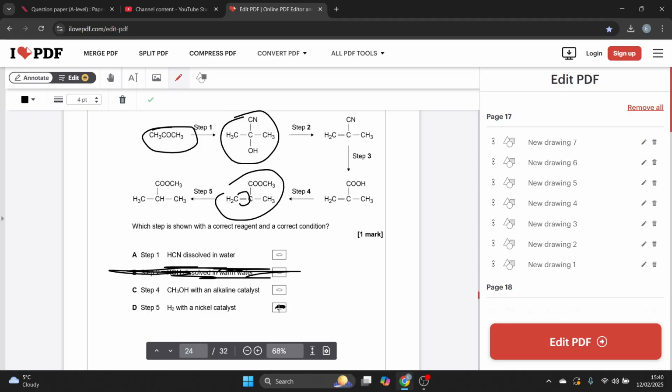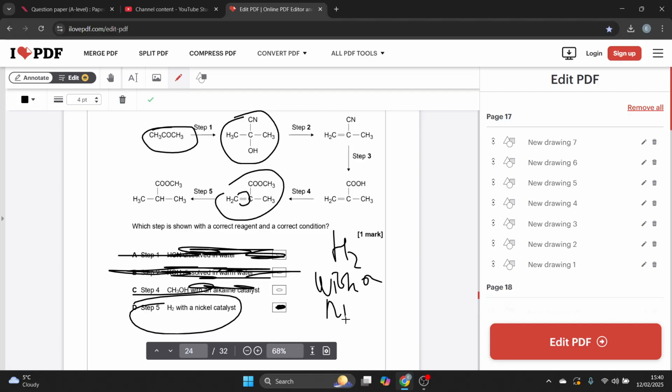Hydrogen with nickel catalyst. HCN dissolved in water, no. And then I was messing up with the alkaline catalyst. No. Yeah, H2 with a nickel catalyst. They always like to ask questions about that reaction. H2 with a nickel catalyst for some reason.